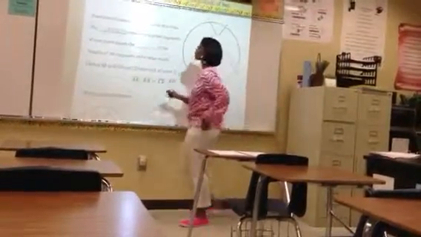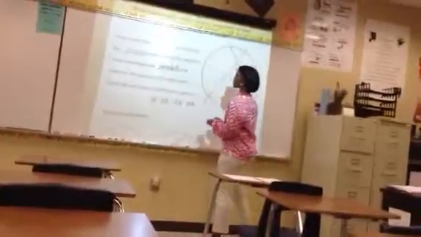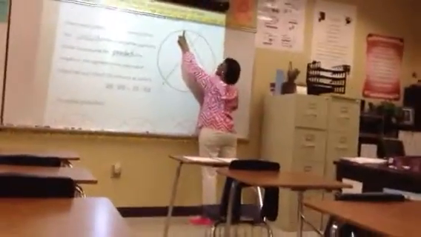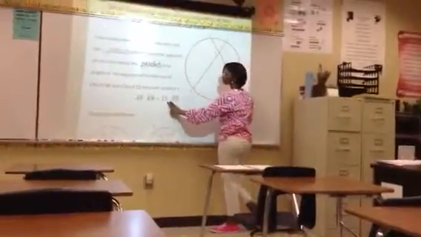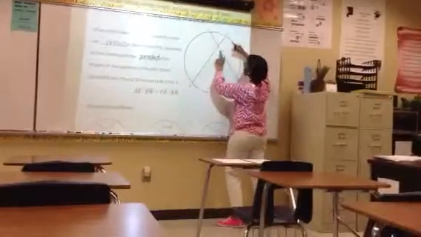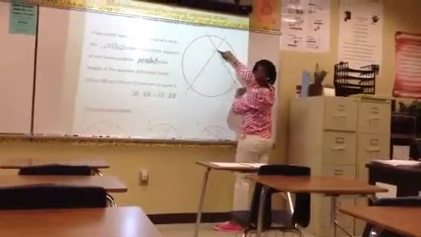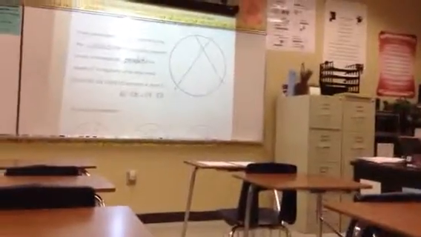Okay, and we want to set this equal to the products of the lengths of the segments of the other chord. So we have another chord, segment CD, and it is divided into two smaller segments. And we want to find the product for those two lengths. So we multiply the measure of segment CE times the measure of segment ED. Alright, so let's do a few practice problems, and then we can try a few of these on the back.